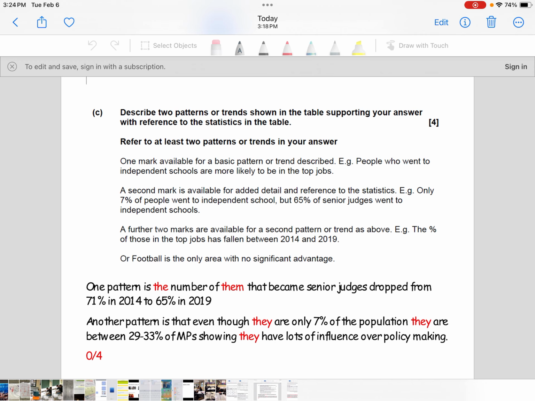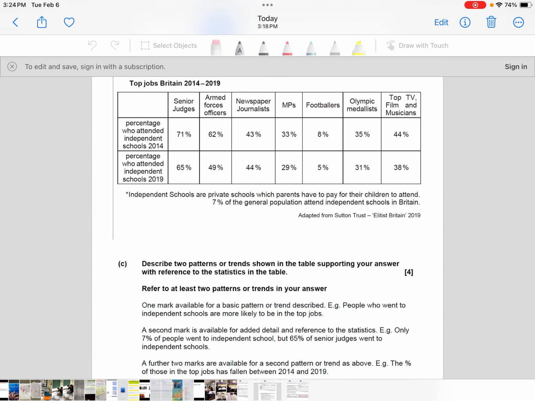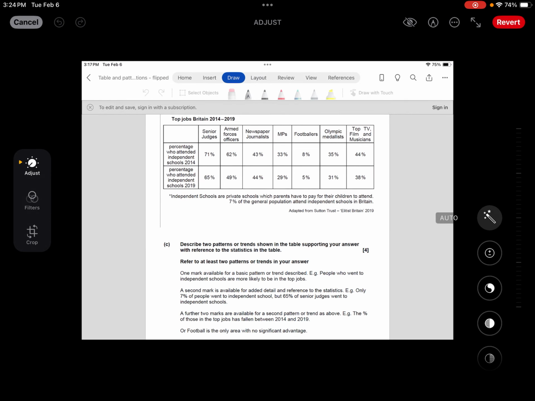Now, the problem with that sentence is that I, as an examiner, can't tell who they are talking about. One pattern is the number of them. I was like, well, who do you mean? Obviously, this person is writing about the number of people that went to independent schools. So if I go back to my previous one, one of the patterns is the percentage of people that went to independent schools. That's really important.